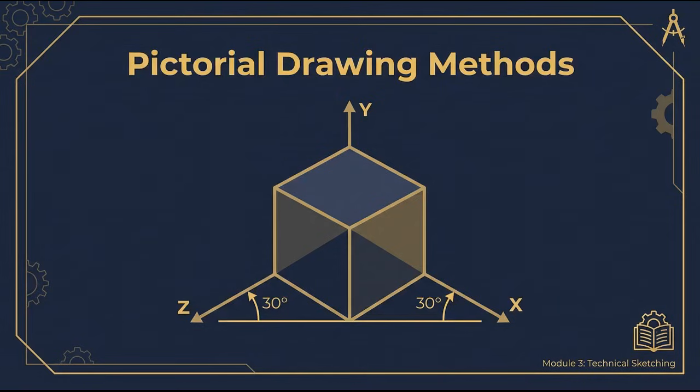Lesson 4. Pictorial Drawing Methods. Our final lesson covers pictorial drawing systems, contrasting isometric, oblique, and perspective techniques. Isometric drawing is a parallel projection where parallel edges stay parallel. The three principal isometric axes are drawn 120 degrees apart, commonly set with a vertical upright axis and two receding axes at 30 and 150 degrees to the horizontal.